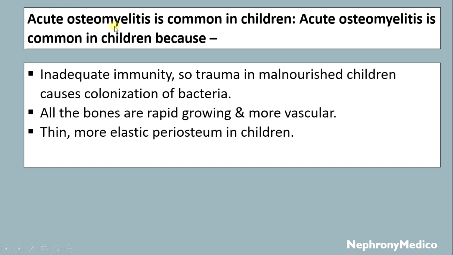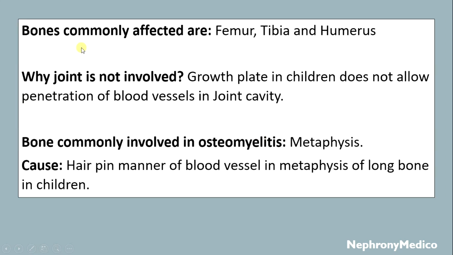So, why is acute osteomyelitis common in children? Because of inadequate immunity, trauma in malnourished children causes colonization of bacteria, and the bones are rapidly growing and more vascular, and the periosteum of children is thin and more elastic. Now, the bones commonly affected are femur, tibia and humerus. So, why is the joint not involved? The growth plate in children does not allow penetration of blood vessels into the joint cavity.